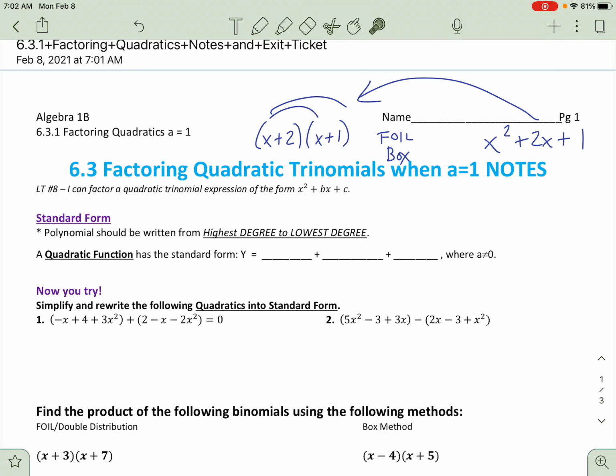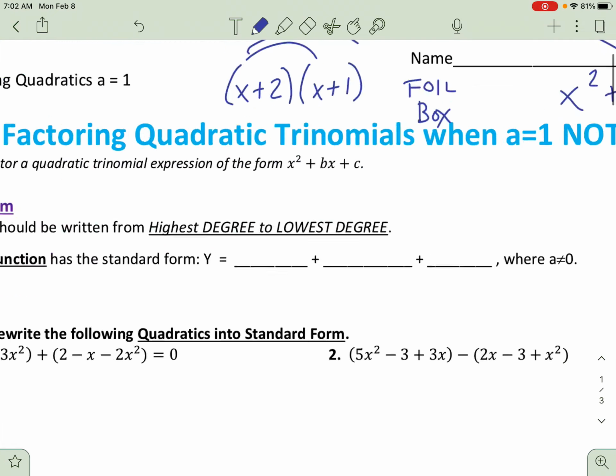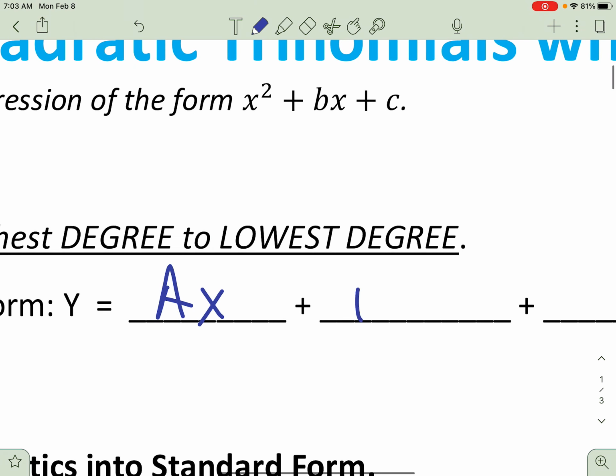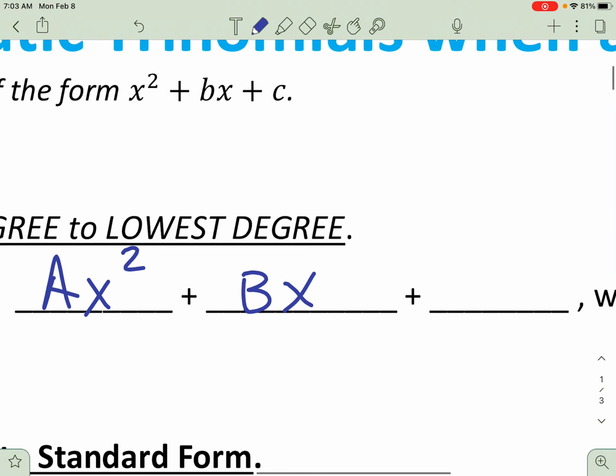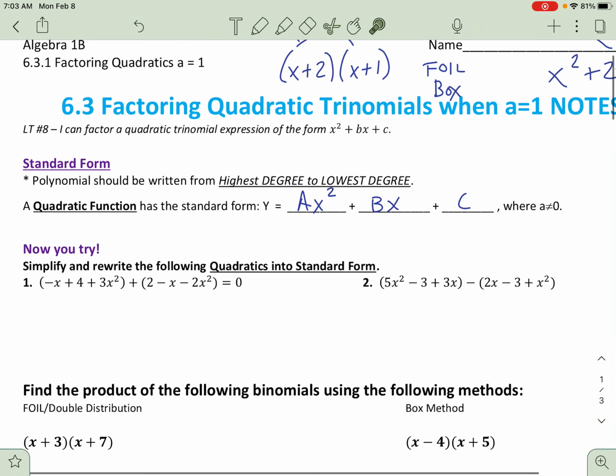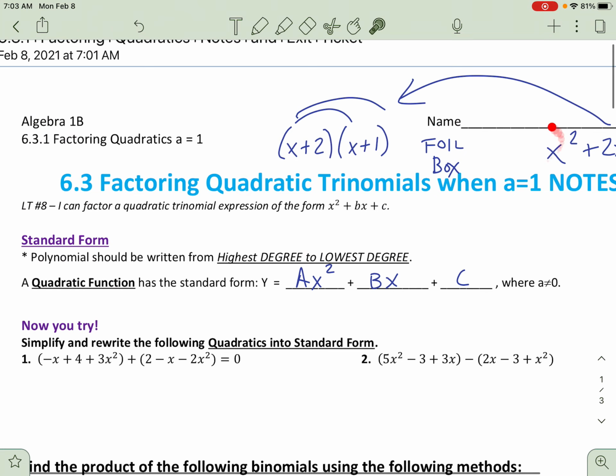So, first thing you need to know is that standard form of a polynomial should be written from highest degree to lowest degree. Well, I mentioned that in class a bunch and also in the videos. So a quadratic function, when it's in the proper form or standard form, looks like this. Y equals ax squared plus bx plus c, okay, where a does not equal 0. So basically, you have these three coefficients, right? But you have x squared, x, and then just a constant by itself.